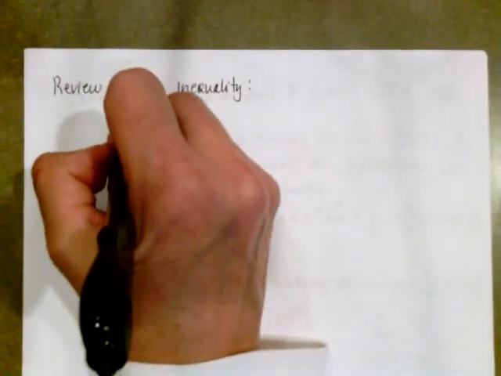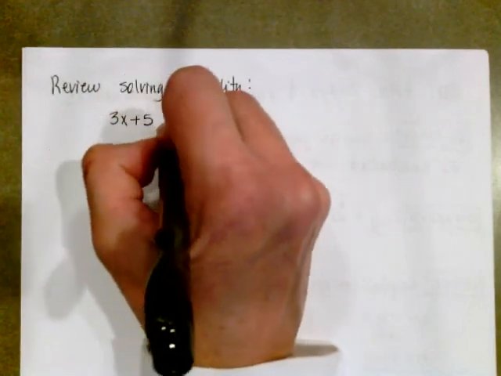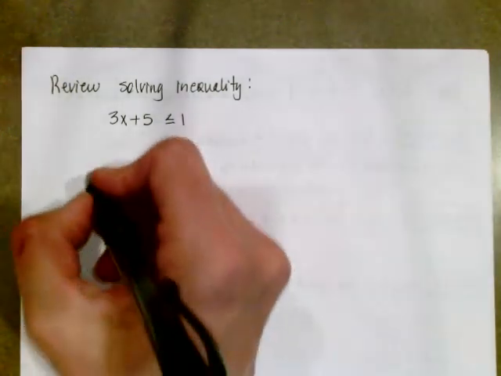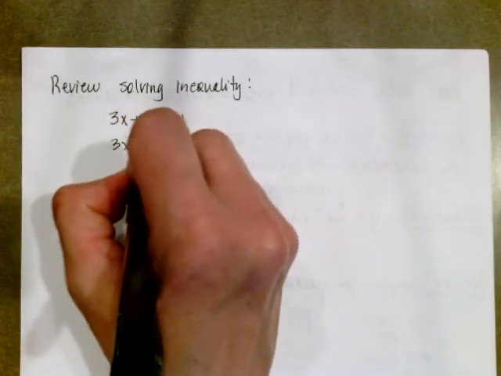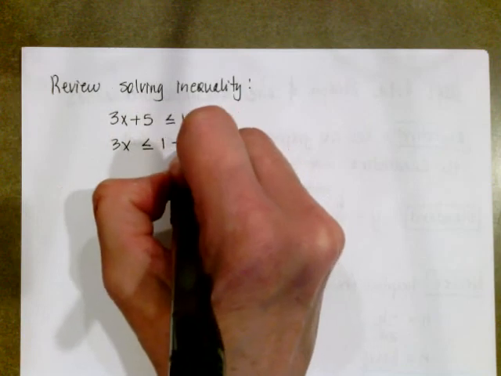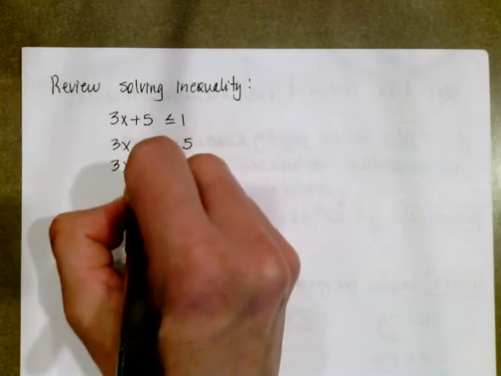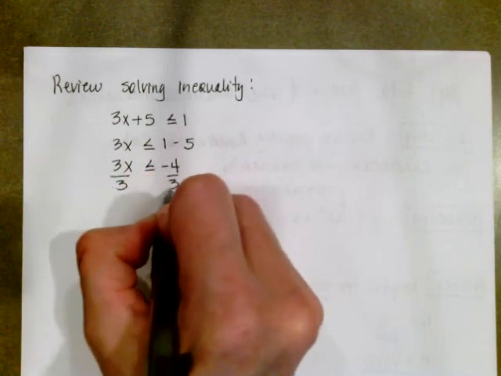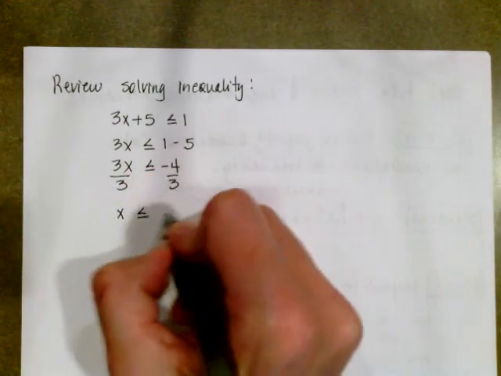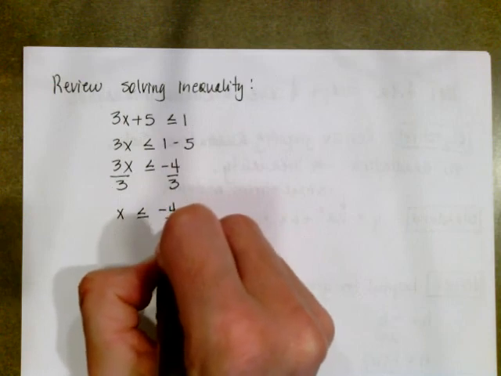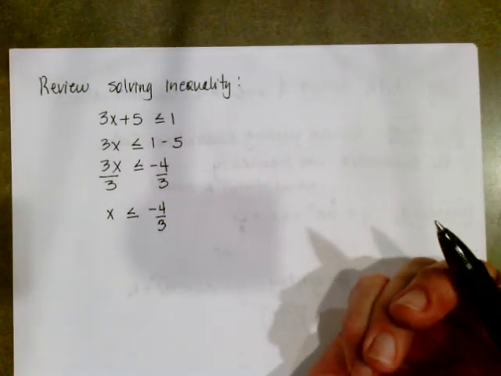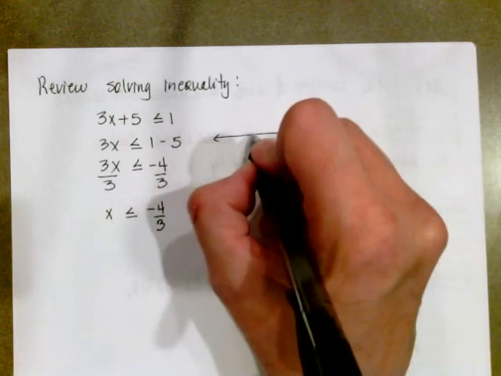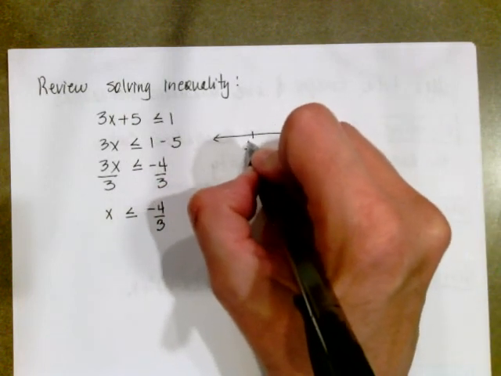For instance, if I'm given 3x plus 5 is less than or equal to 1, I'm going to solve that inequality. So I'm going to do 3x is less than or equal to 1 minus 5. 3x is less than or equal to negative 4. Divide both sides by 3, and I get x is less than or equal to negative 4/3. All right, I'm going to draw a number line graph. I'm going to put on 3 points. Oops, I forgot the 4.